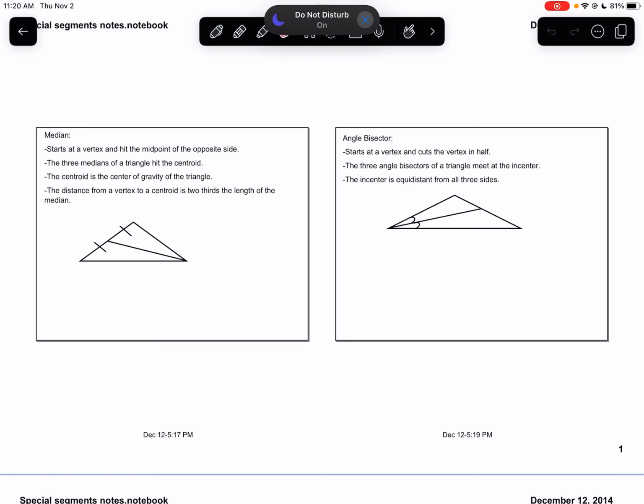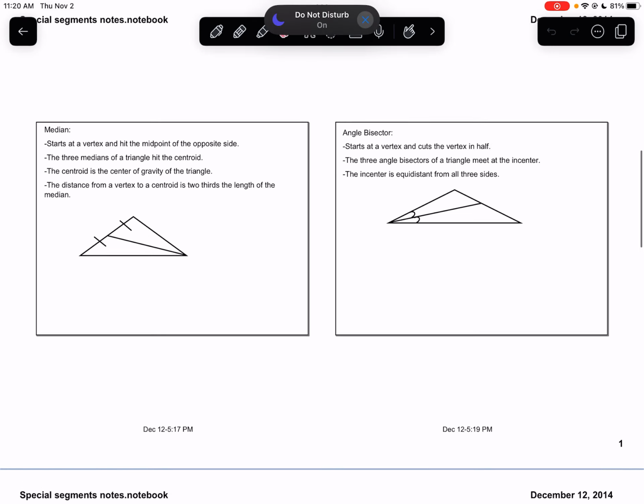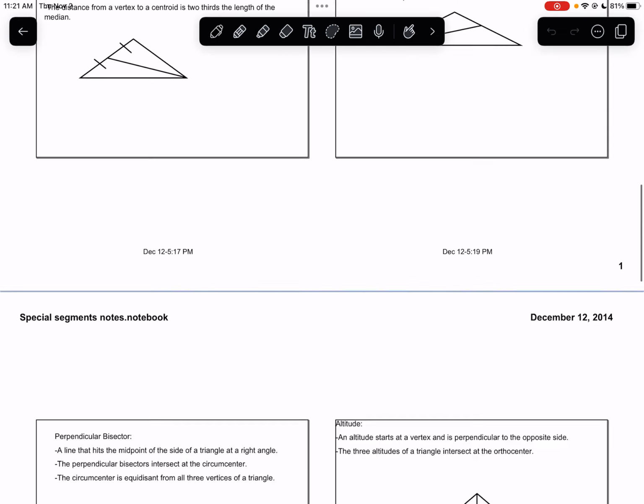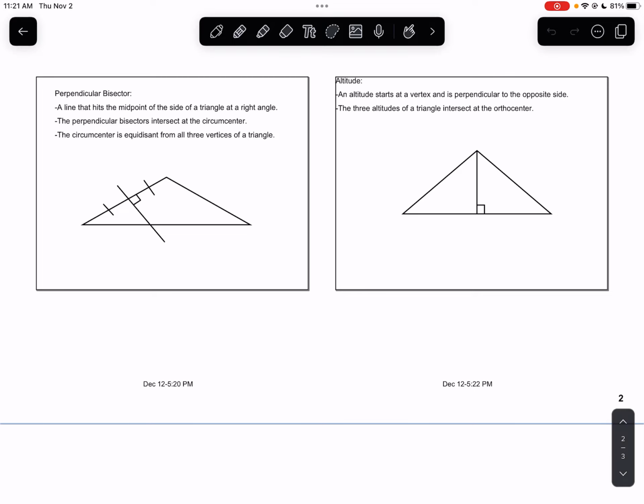Hey guys, real quick recap of the rules we learned last time. If you need to know all the little details, watch the last video. I just want to go over it again real quick for day 2 here because it's so important that we know all these things. We have 4 types of special segments called median, angle bisector, perpendicular bisector, and altitude.